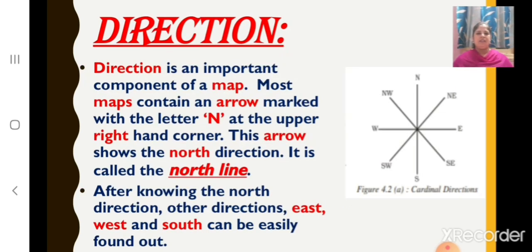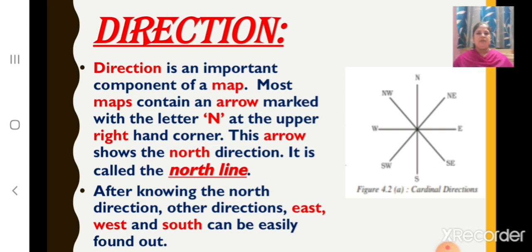Now let us revise about direction. Direction is an important component of a map. Children, what is called the north line? You have seen that most maps contain an arrow marked with the letter N at the upper right hand corner, and this arrow shows the north direction, so it is called the north line.